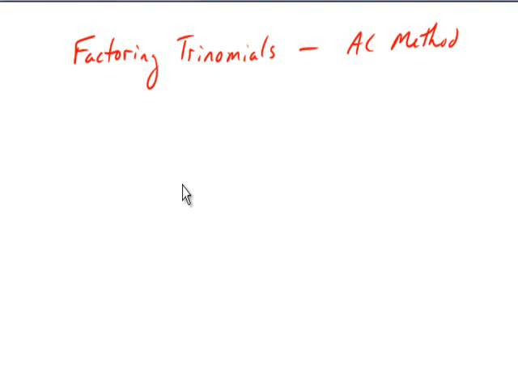Some students have difficulty factoring trinomials, so I'm going to give another method of factoring called the AC method that may take out some of the guesswork involved with factoring by methods you may have learned already. This method involves writing the trinomial in ax squared plus bx plus c form and using factoring by grouping in the process. If you aren't familiar with factoring by grouping, make sure you see the video on factoring by grouping.